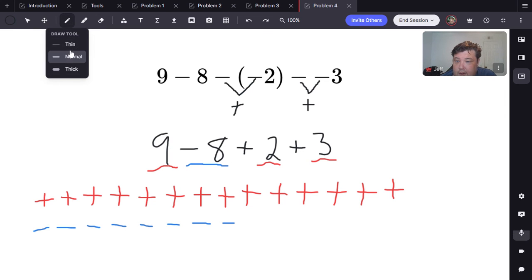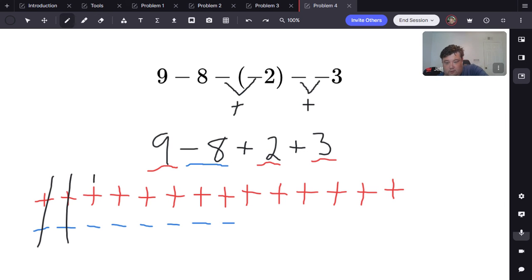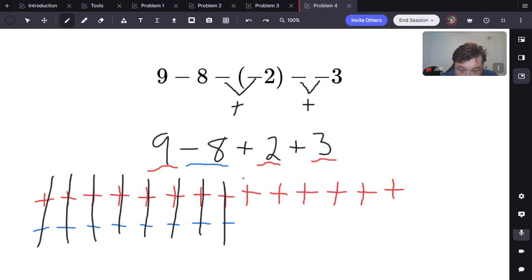And now we're going to cancel them out. So all these cancel: 4, 5, 6, 7, 8. And now we're just left with 6 positives, right? So our answer is going to end up being positive 6.